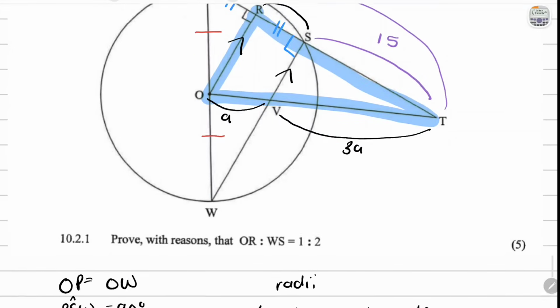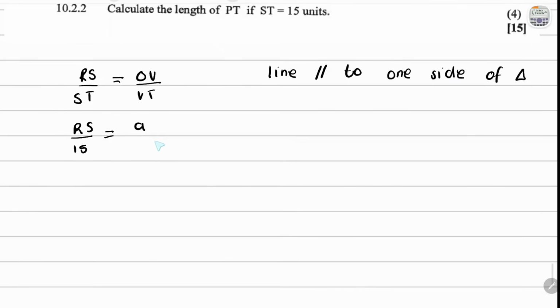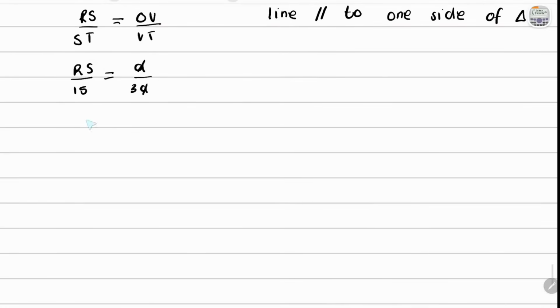And over VT, which is 3A. And that's the ratio 3. Okay, this is why it doesn't matter to write it like this, because you see that the A's would still cancel and then you still have your ratio. Okay, so therefore this means we have RS over 15 is equal to 1 over 3.